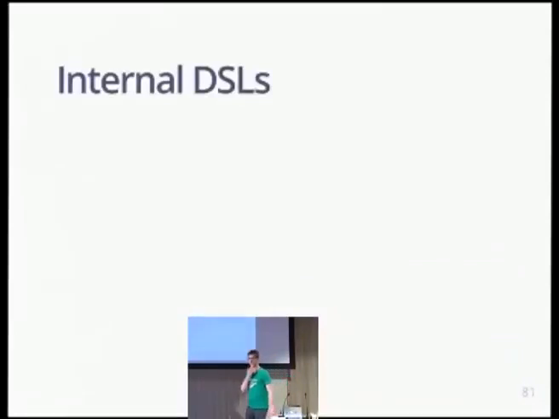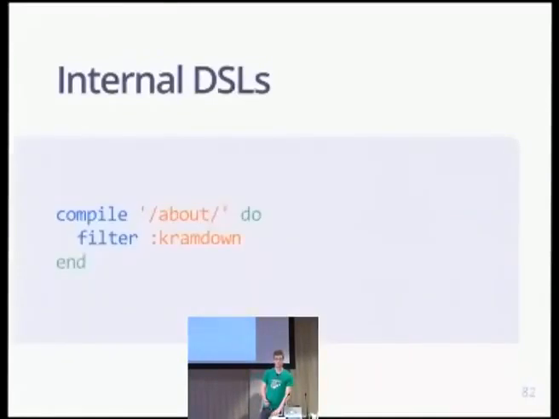The first thing is about internal DSLs. An internal DSL looks like this: the rules file is an internal DSL. So you say, compile the about page, and how am I going to process this? With Kramdown, which is a Markdown implementation. As you may have noticed, there are a lot of Markdown implementations out there. I could come up with at least 3, but that's not really relevant.